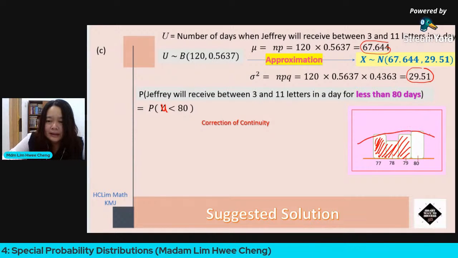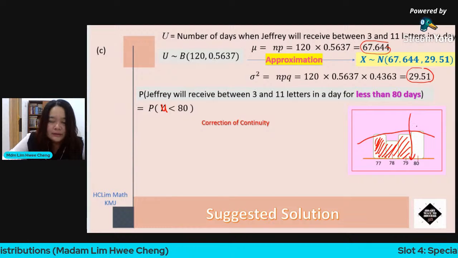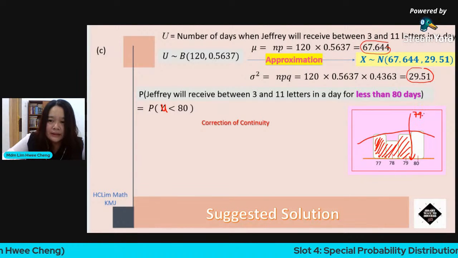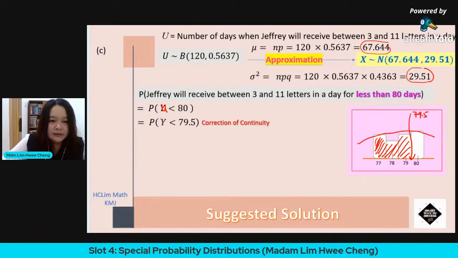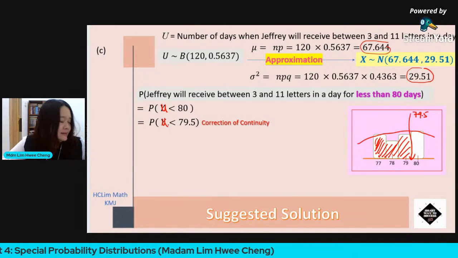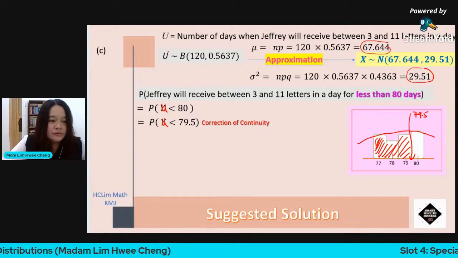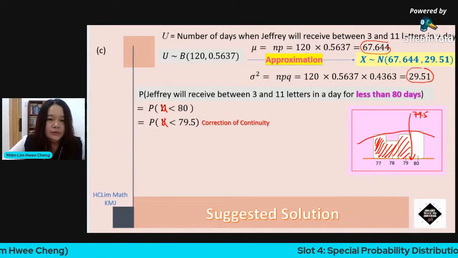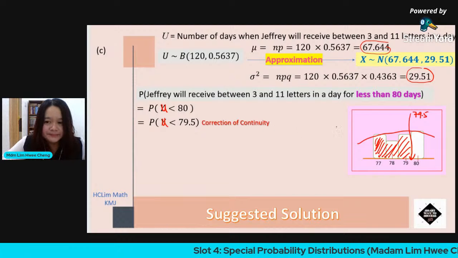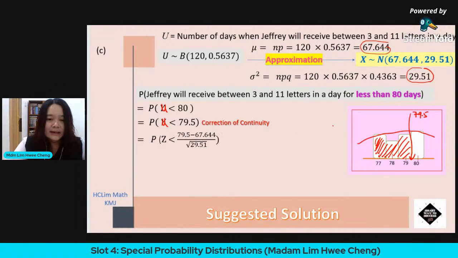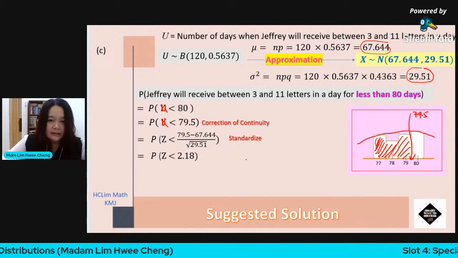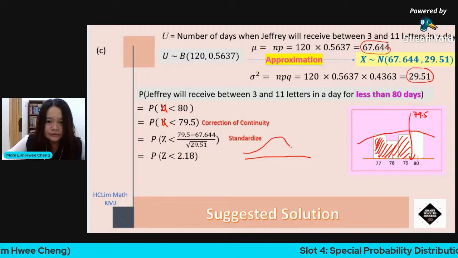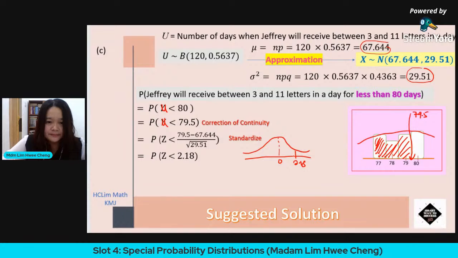Draw the normal line. You cut the point here, so this will become 79.5. So you do the corrections of continuity: mu is less than 79.5, because I use the parameter mu. You do this continuity correction step first, and only then you standardize. Then you will get this. When we get the normal, we try to draw our normal distribution. So we have 2.18 here.